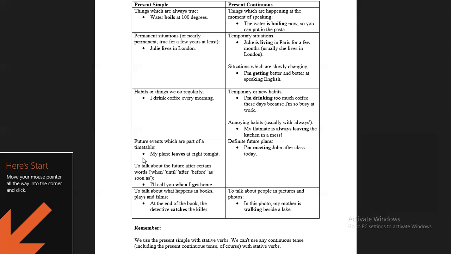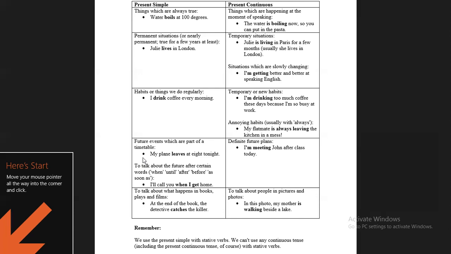We use it with another thing, annoying habits, and we're going to get back to this in the following lessons because it's very important. What is an annoying habit? An annoying habit is something I do but it's bad, it's not an interesting thing, but I do it.